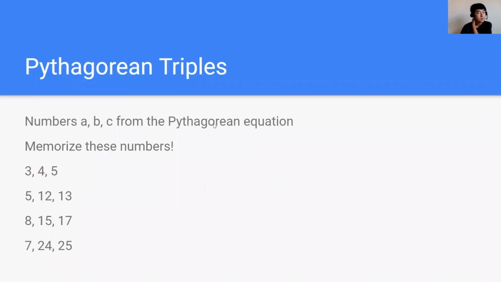So there is something called Pythagorean triples, and it's the same thing as the Pythagorean equation, but in a simplified form. So it's A, B, C from the Pythagorean equation, and it's the same thing.